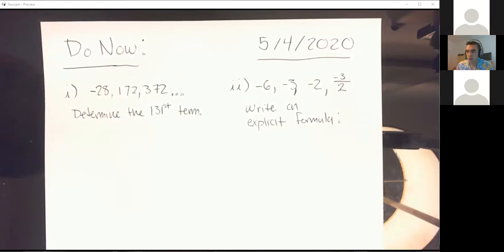And then for item number 2, I have another sequence: -6, -3, -2, -3 over 2. Go ahead and try and figure out what the explicit formula is for that particular sequence. And then we will go over these 2 items.